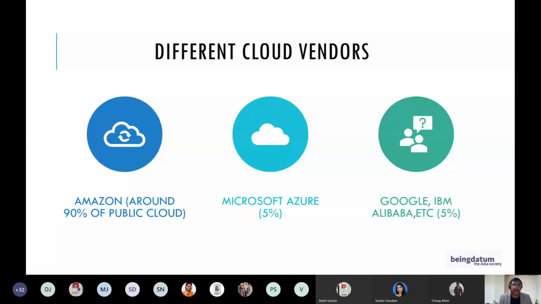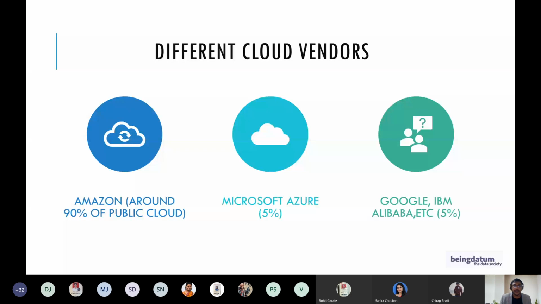Now, as I was saying, for the different cloud vendors, Amazon has about 90% of the market captured, whereas 5% is captured by Microsoft Azure, and the remaining 5% goes into the bucket of Google Cloud, IBM, Alibaba, and the other cloud providers.